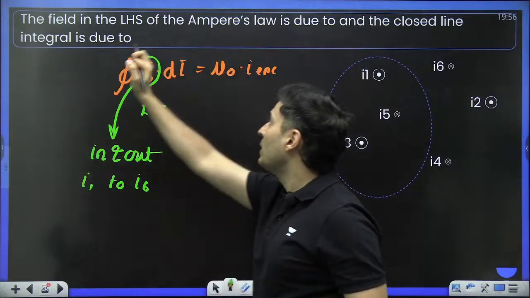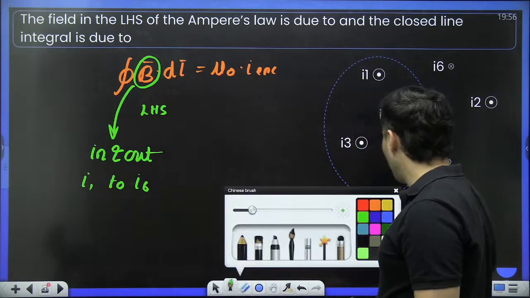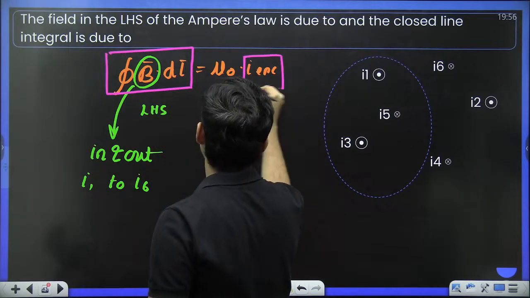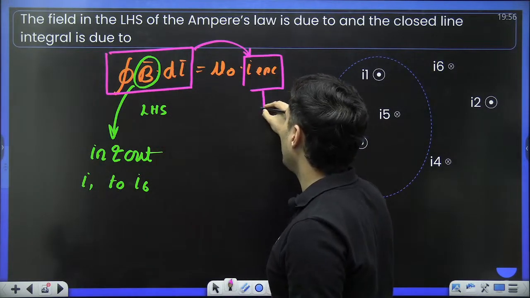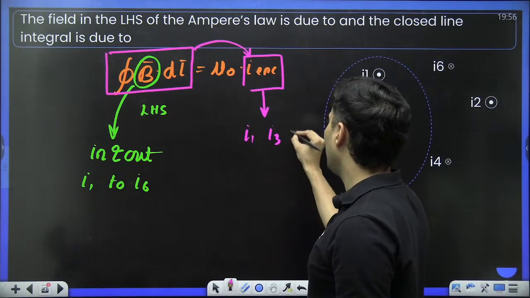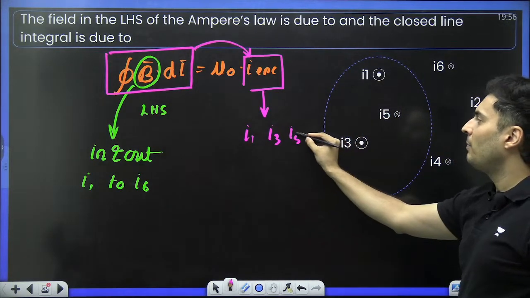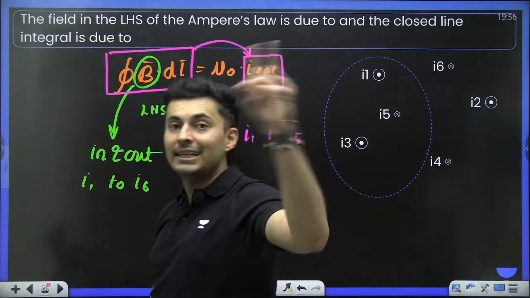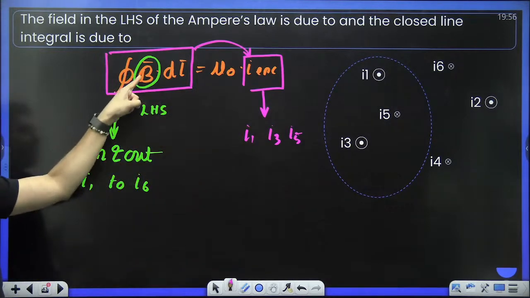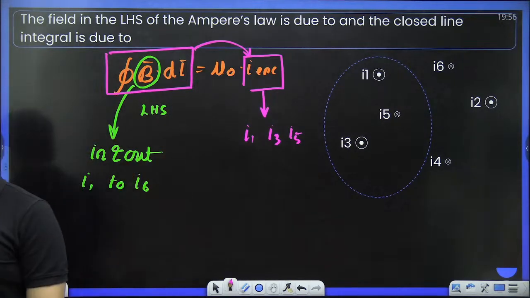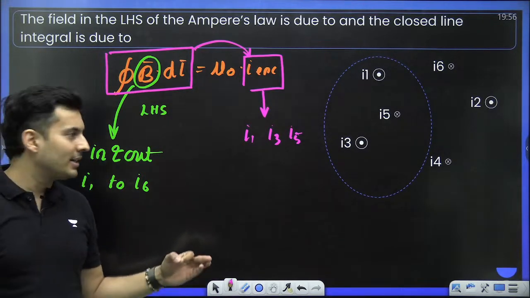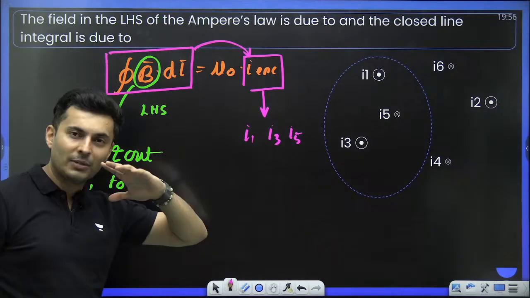But the integral value, the complete integration's value, is just dependent on the enclosed currents. The enclosed currents are just I1, I3 and I5. So that is the answer for the second part of the question. The complete value of the integration depends only on the enclosed currents, but the field value depends on both inside and outside currents. That is the catch in this particular question. Many students think both are because of enclosed current, but that is wrong.